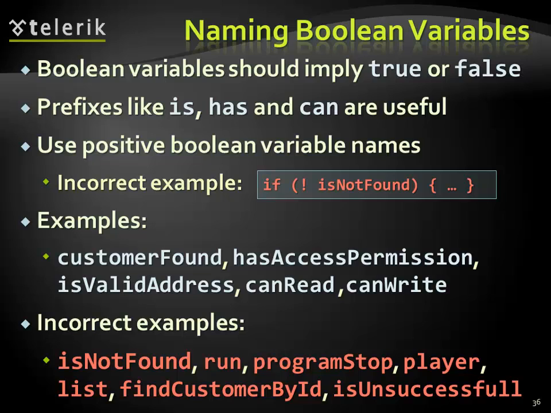Is not found is not a good example, because it is a negativity contained in the Boolean variable. So if you look at the example above, where we have an if statement with is not found, it becomes if not is not found. Well, isn't it more straightforward just to say if is found instead of double negativity? So avoid double negativities and try to have positive names for your booleans. Also, names like can read, can write are good names.